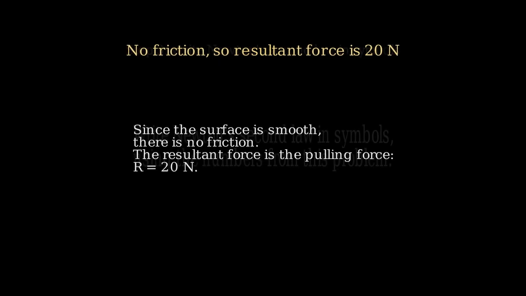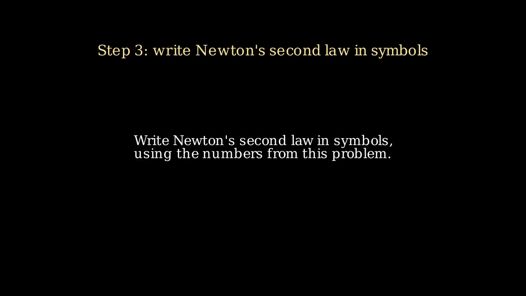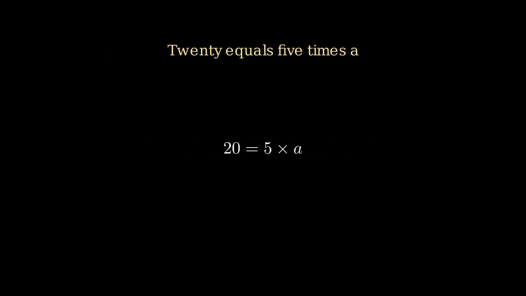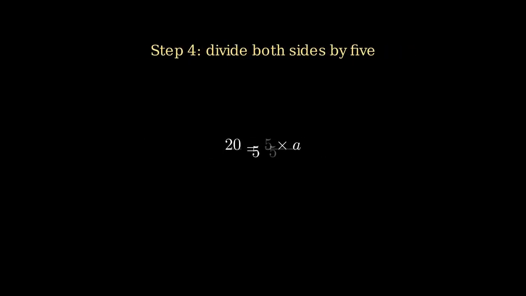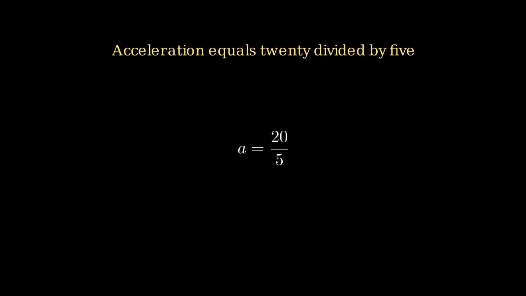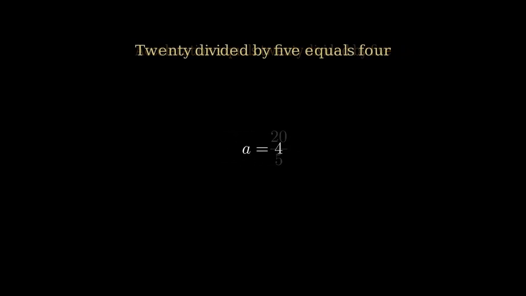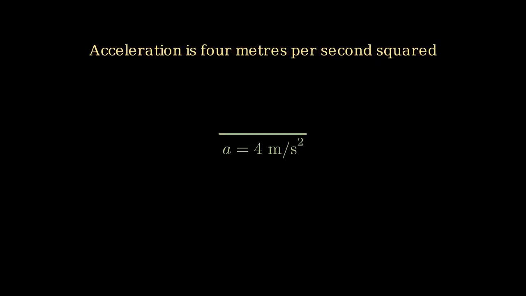Step 3. Write Newton's second law in symbols, using the numbers from this problem. 20 equals 5 times a. Step 4. Solve for acceleration by dividing both sides by 5. Acceleration equals 20 divided by 5. 20 divided by 5 equals 4. So the acceleration of the block is 4 meters per second squared.